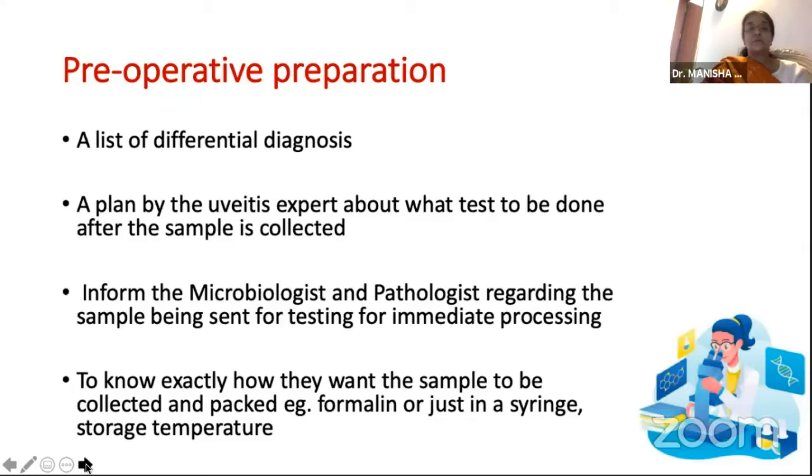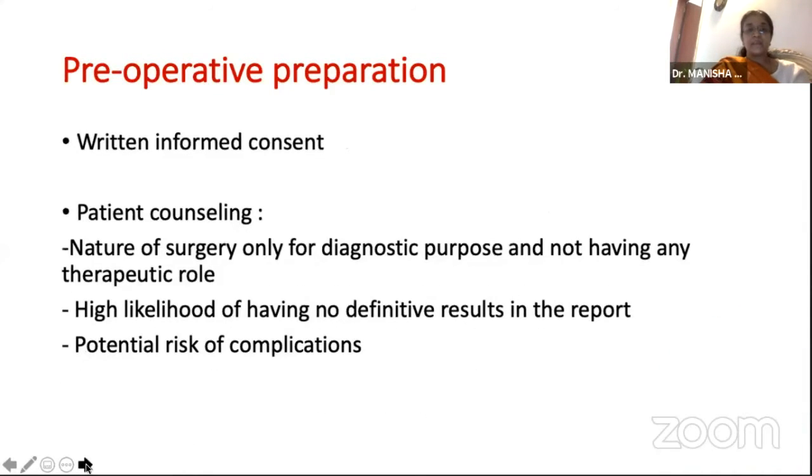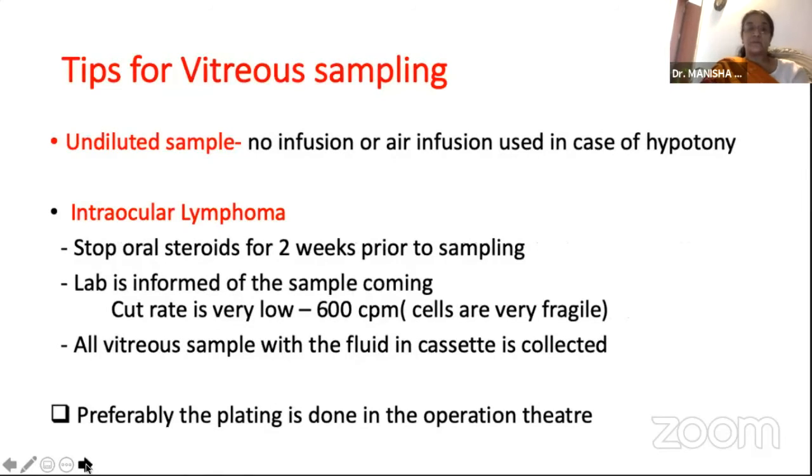We also have to inform the microbiologist and pathologist to be ready in their labs to receive the sample. It's also a good idea to have a word with them to know exactly how they want the samples to be packed and how they want them to be sent. Even though it's a vitreous biopsy, an informed consent is essential because it is an intraocular procedure, and we have to counsel the patient very properly, because many times they think that you are doing it for a therapeutic purpose, while it is being done only for a diagnostic purpose.